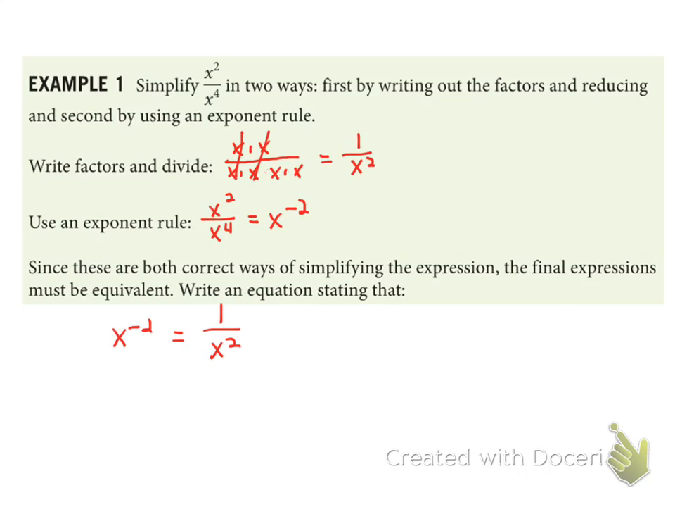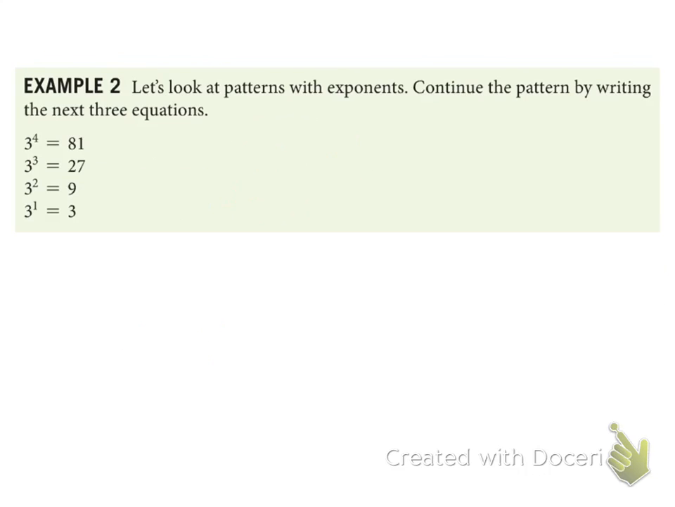Okay. Example 2. Let's look at patterns with exponents. Continue the pattern by writing the next 3 equations. So 3 to the fourth is 81, 3 cubed is 27, 3 squared is 9, 3 to the first power is 3. What do you think the next line would say? 3 to the 0 power is equal to 1.